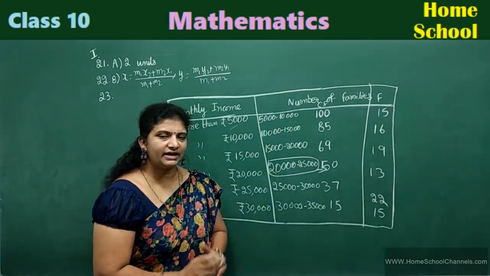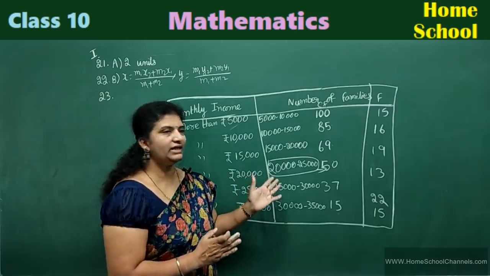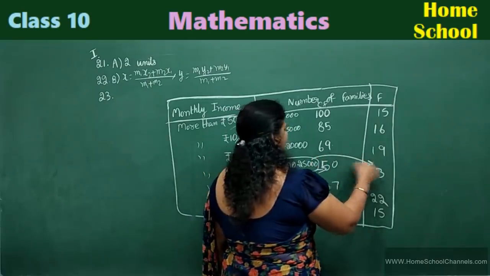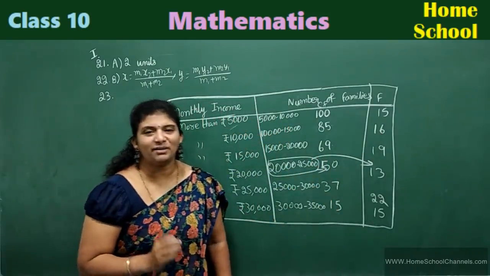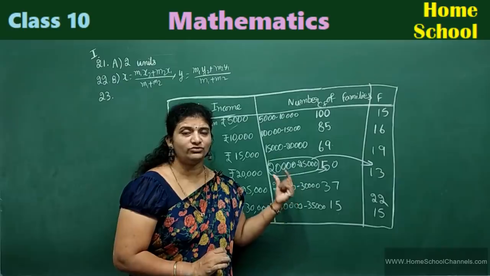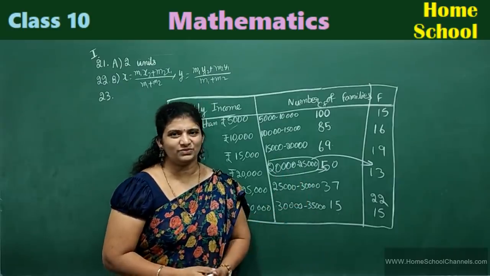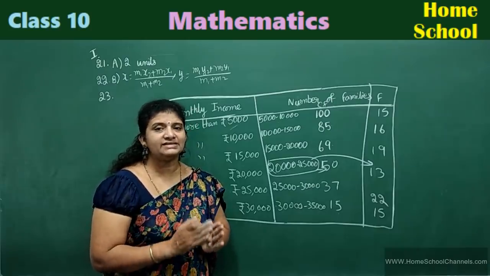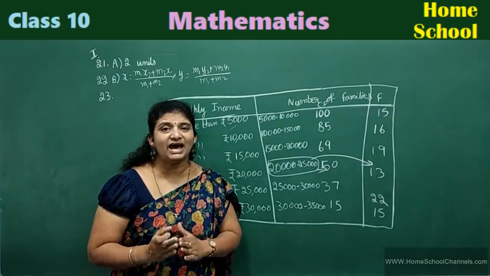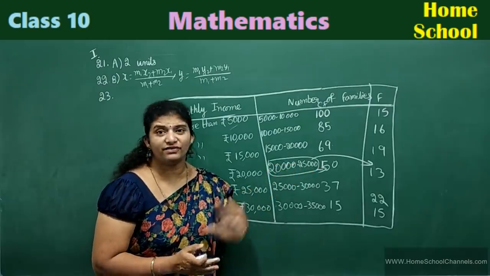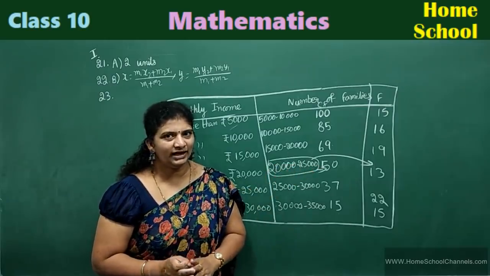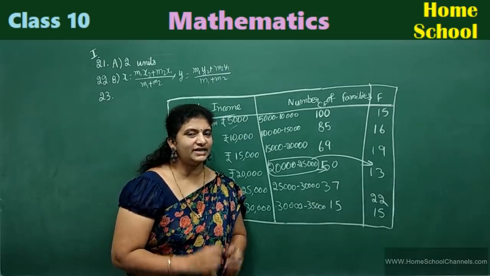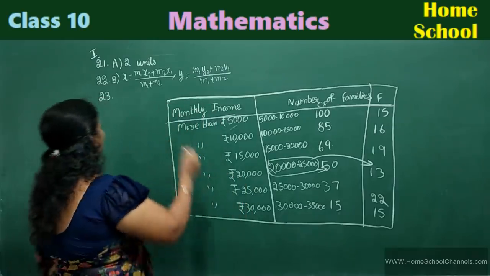How many families are getting an income between 20,000 rupees to 25,000 rupees? So therefore your answer is 13 families are gaining an income of 20,000 rupees to 25,000 rupees. Please observe this carefully, children. In examination, you may have a chance of answering it as 50. But please don't do that. Your answer is 13. Then which option is your right answer? It is your option C, 13.